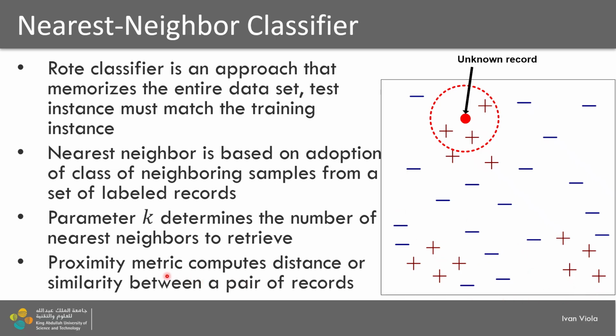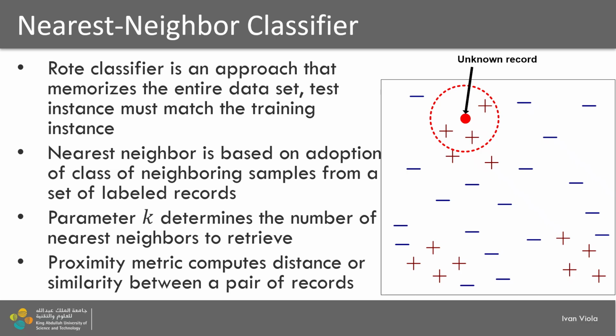That could be a Euclidean distance, or it could be some other distances, which we have already talked about. So this proximity metric, therefore, is used in the selection of our neighbors around our unknown record.